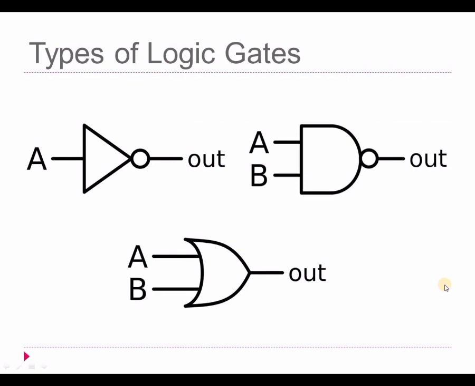To summarize, then, these are the three main logic gates which you need to know, and the truth tables which describe the way they behave.